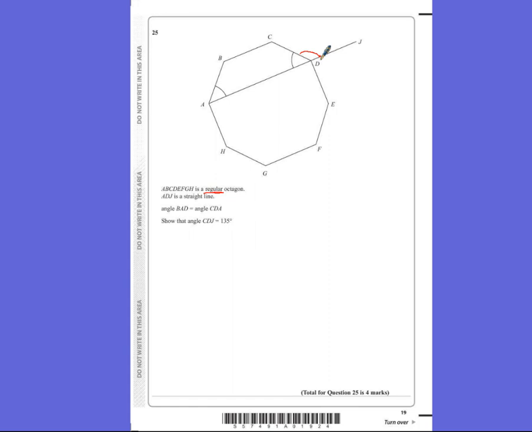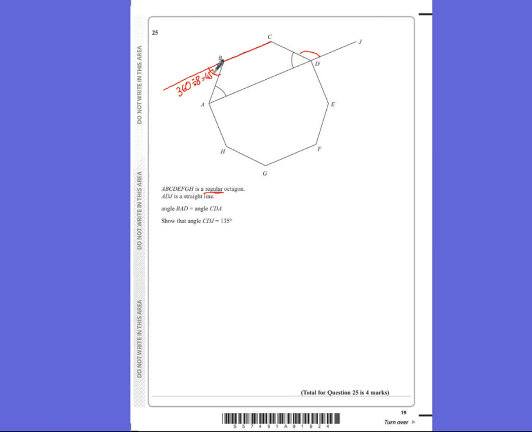Now, if we're showing that that's 135, we cannot use the fact that that is 135 in our working. We've got to show that it's 135 without using it. So the easiest thing that we know about regular shapes, or all polygons in fact, is that their external angles always add up to 360. Now an external angle is worked out by carrying a line or a side of it straight on like that, and this here would be the external angle. So an external angle would be 360 divided by the number of sides, which is 8, so this would be 45.